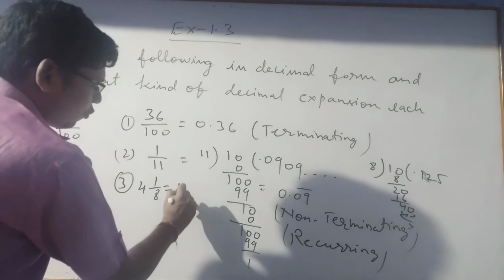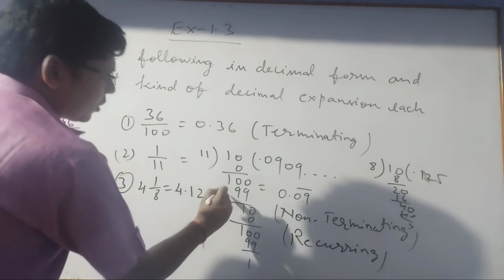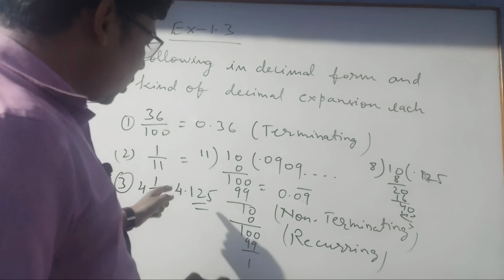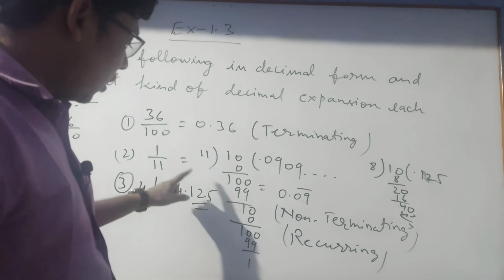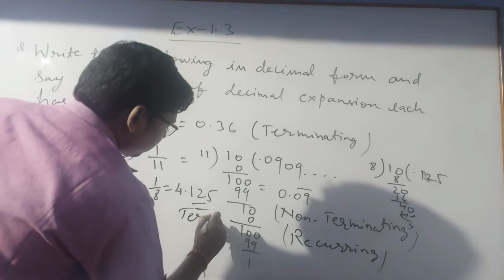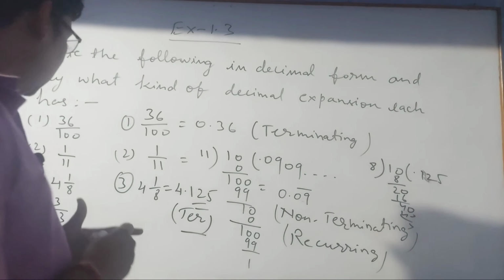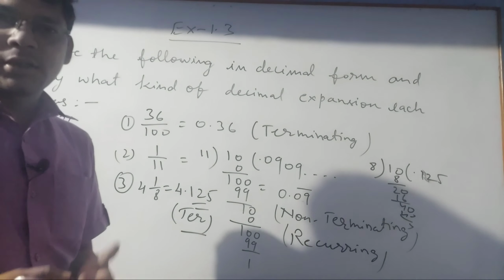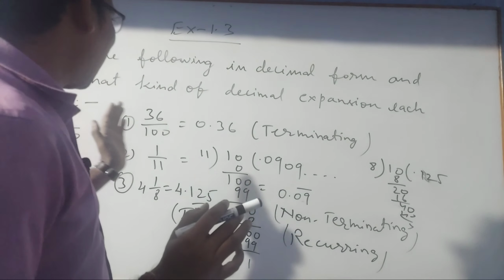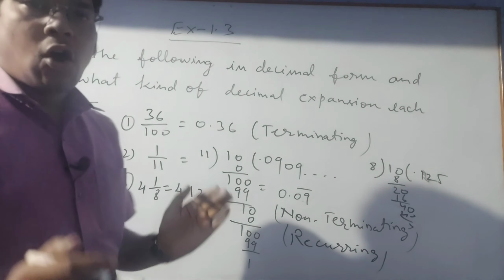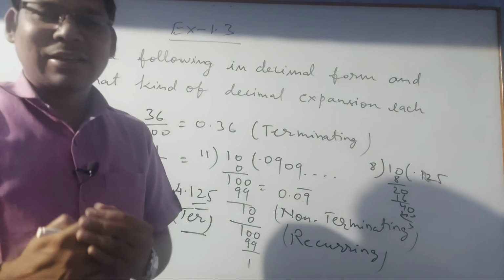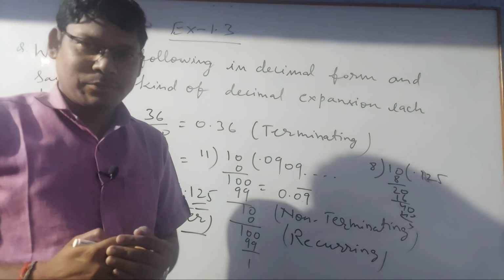That means we can write here 4.125. After the decimal it is not repeating. There is a finite number of digits, so this is also terminating. In this way you can find 3/13 also. I think you have understood how to categorize whether they are terminating or non-terminating decimals. Already we have done this, so it has become easier. Let us go to the next question.